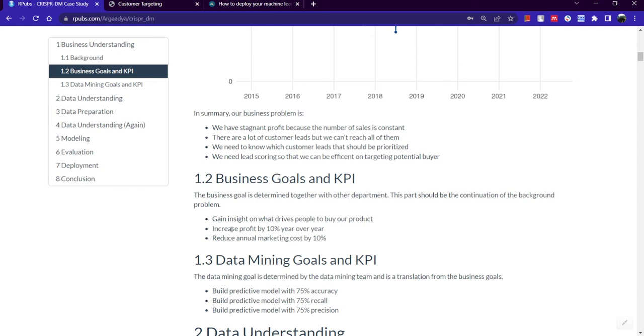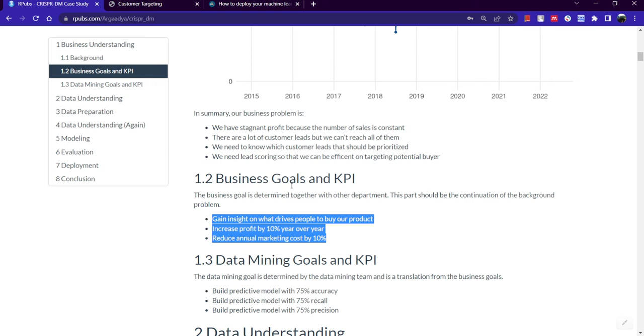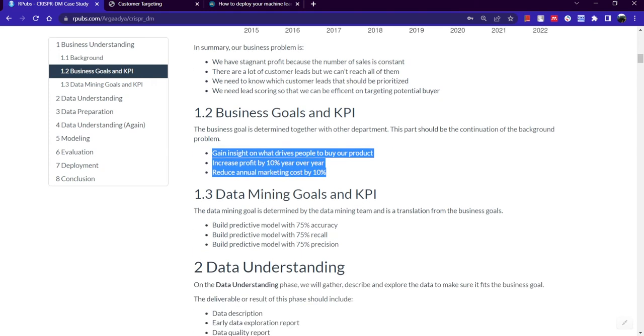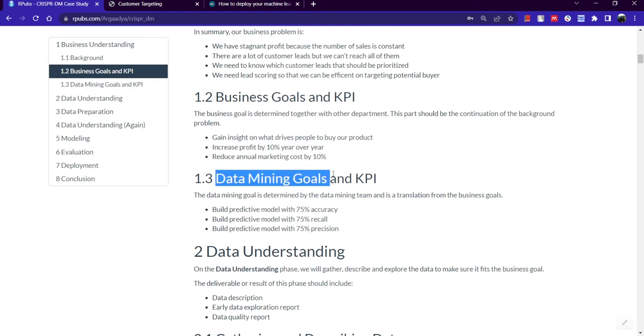Second, they need to increase profit by 10% year over year. This is the business objective from the business point of view. Third, they need to reduce annual marketing cost by 10%. Again, those are the business objectives. Now, once you have the business objectives, you need to translate them into data mining goals. Right?